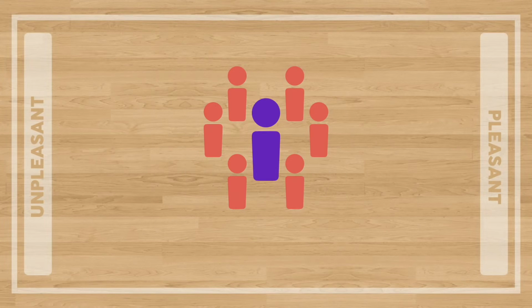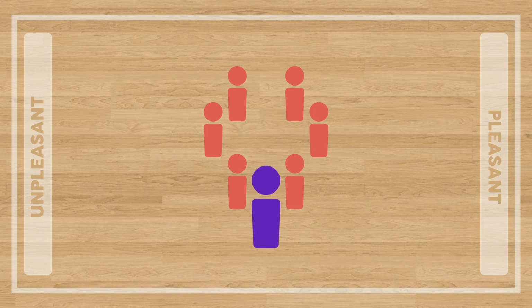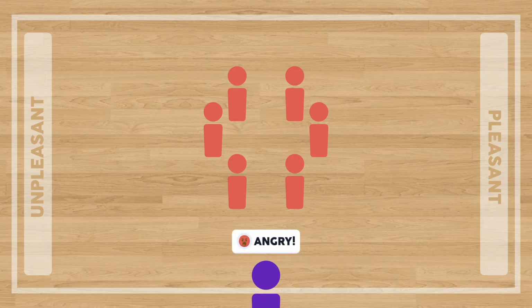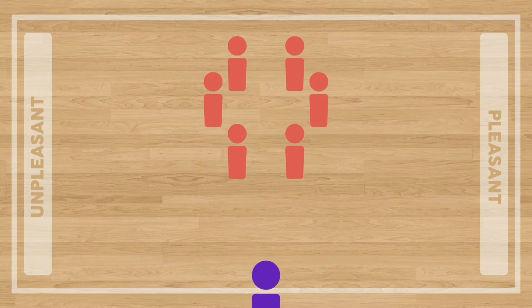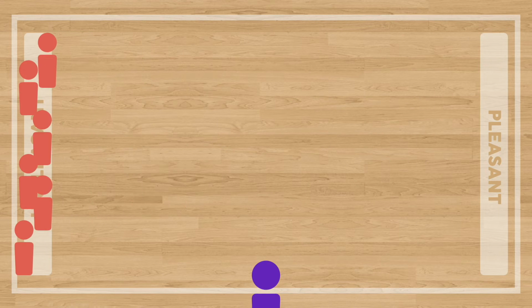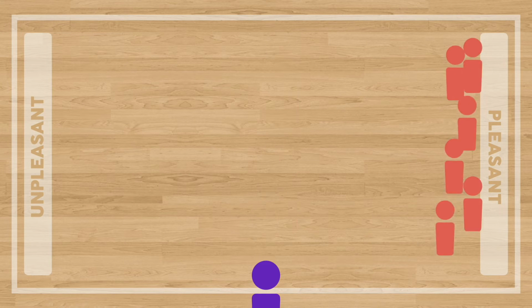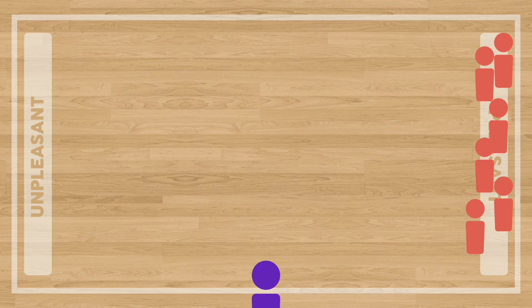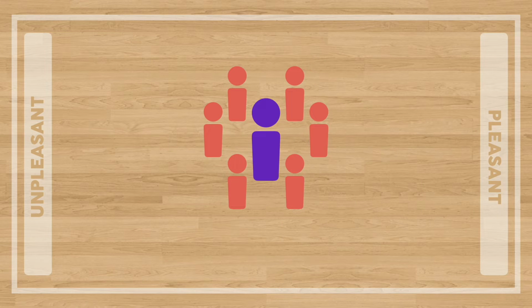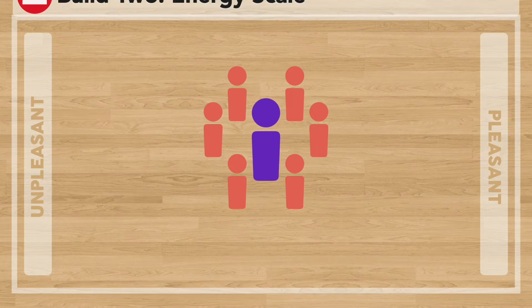Once the class has learned about the pleasantness scale and have shown that they understand it, the teacher will resume play. However, this time the teacher is going to call out an emotion. And when they do so, students need to react and run to either the pleasant or unpleasant side of the playing area based on where they believe that emotion falls on the pleasantness scale.